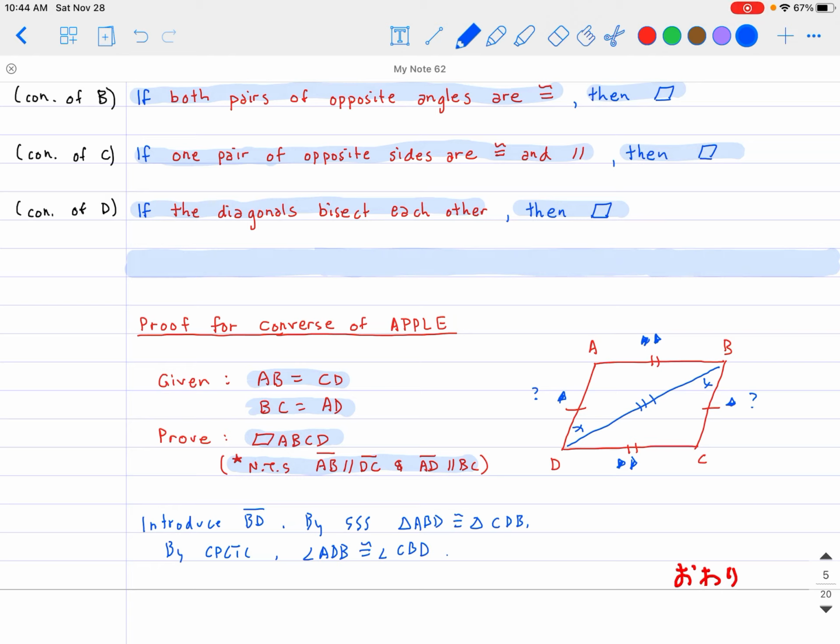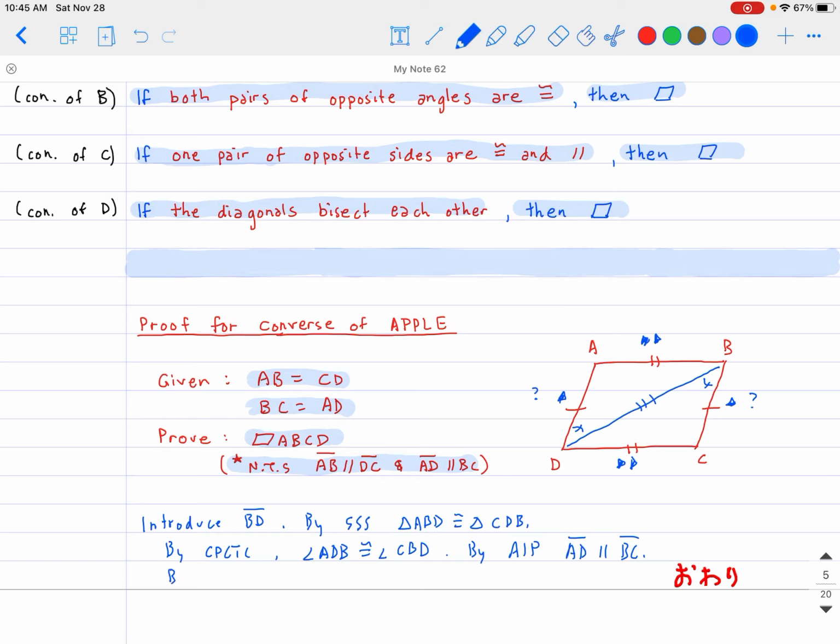So by CPCTC, we can say that angle ADB is going to be congruent to angle CBD. And then from there, we can say by AIP, alternate interior implies parallel, that the sides are going to be parallel. AD is going to be parallel to BC. Okay, so there you go. It's very, very similar to the one that we just proved earlier.